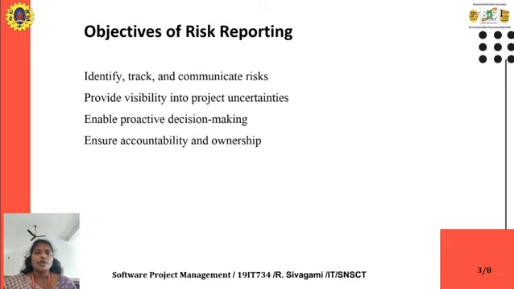The objectives of risk reporting: identify, track and communicate the risk. First we are going to identify the risk in our project, and then the tracking. We are going to track where this risk happened, and communicate the risk, and then provide visibility into the project uncertainties.